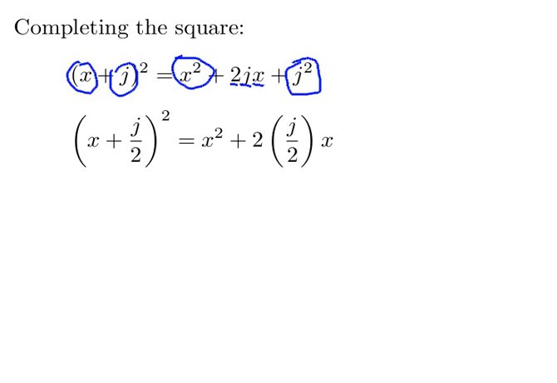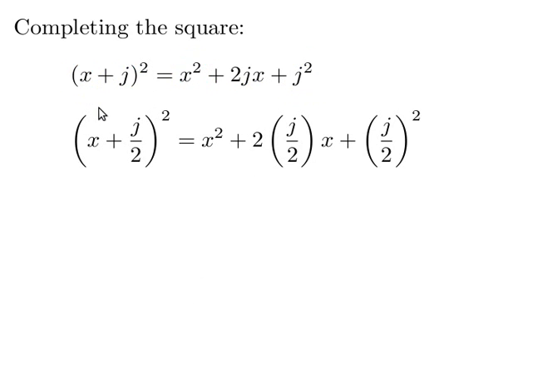plus j over 2 squared. Okay, so let's go over this one more time. All I did was I have the same thing here that I do here, except I replaced j with j over 2. So that means I have j over 2 here and j over 2 here.